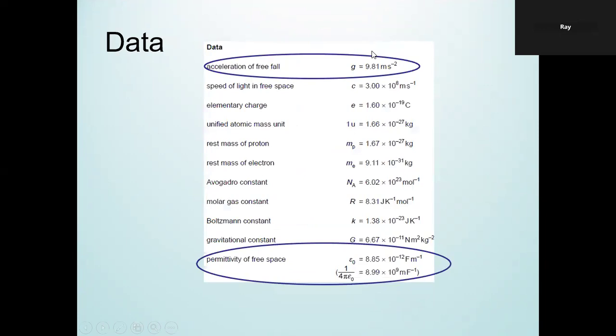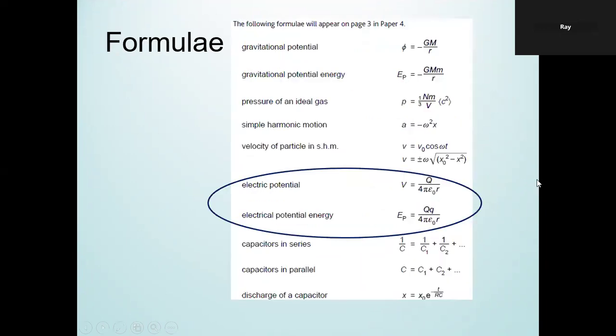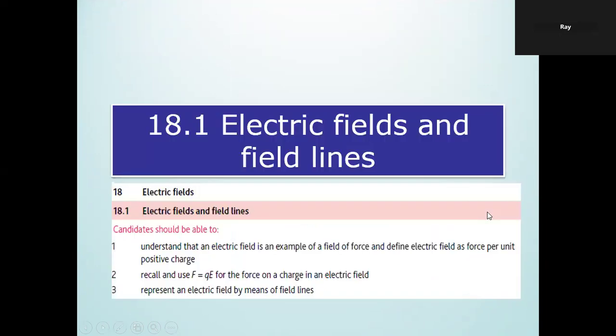Right? What is given? You will use 9.81 and then this formula. Permittivity of free space, you can get from the data sheet. And then potential is given, potential energy is given. Now where to find it? Okay, this one is basically your syllabus. Usually, this one was in the old syllabus under AS. Now they removed it to A2.